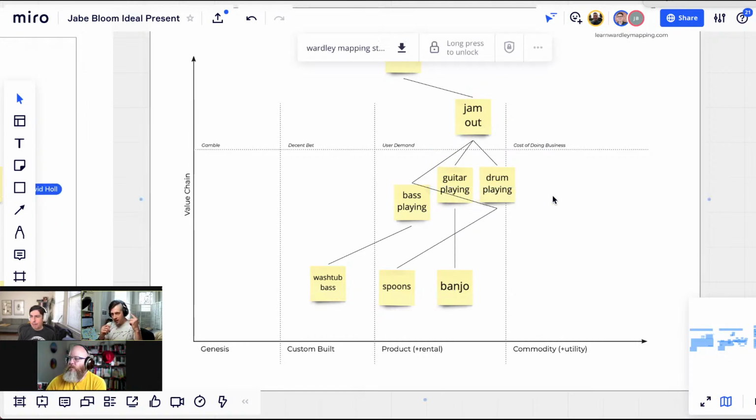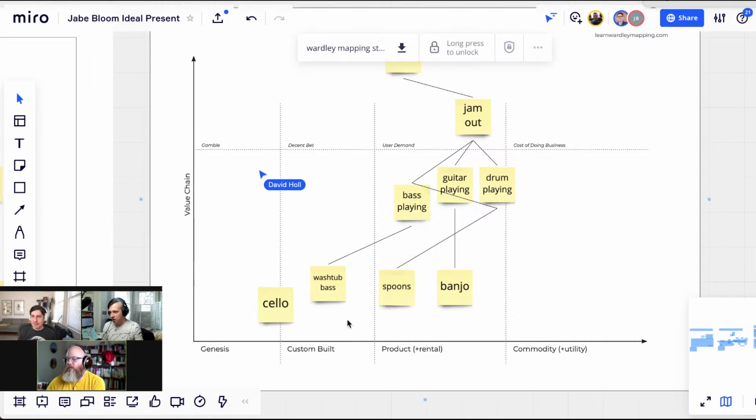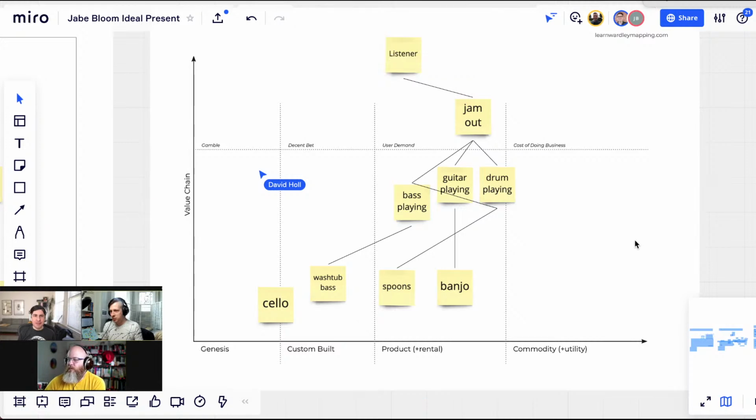All right. So you said we've got a situation that is going to result in an intervention, and it's going to be the replacement of the wash tub bass with a cello. Is that right? Yep. Okay. So walk me through this from an ideal present standpoint. This is your system, its entanglements, how everything's connected. And someday you decide to bring a cello in? Tell me how we get there and then what happens.